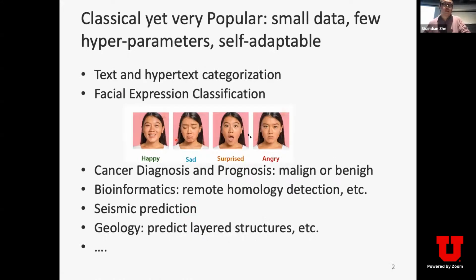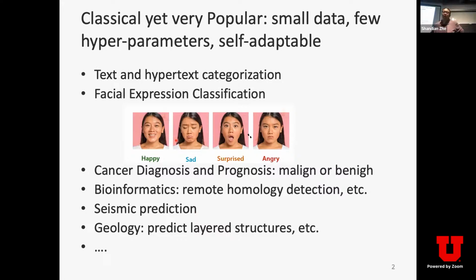Support vector machines are a set of very classical and very popular machine learning models. They have been at the research frontier for 20 or 25 years, before the rise, or resurgence, of neural networks.